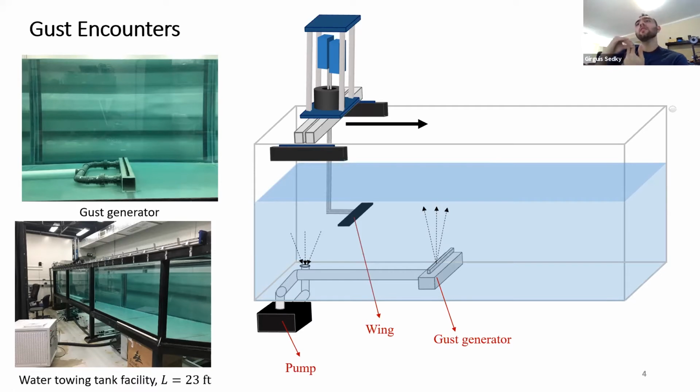Now, the two data acquisition techniques we use to probe the physics in our experiments: we use a force sensor. We put a force sensor on the wing to measure the aerodynamic loads on the wing. And we also use particle image velocimetry, as Andrew said, to look at the 2D flow slice around the wing to see what's happening in the flow as the wing sees the gust.